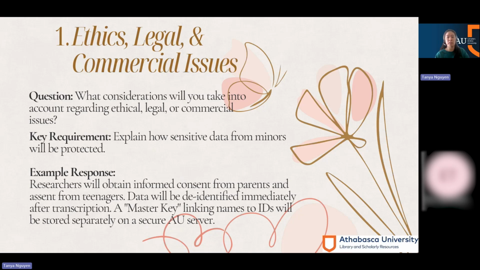So firstly, protecting sensitive data from minors is critical. You should obtain informed consent from parents and assent from teenagers. This ensures everyone involved understands and agrees with the data collection process. It's important to consider de-identifying the data. So once we transcribe and collect the data from the videos, for example, they should be de-identified immediately. This means removing any personal identifiers to protect the participants' privacy.